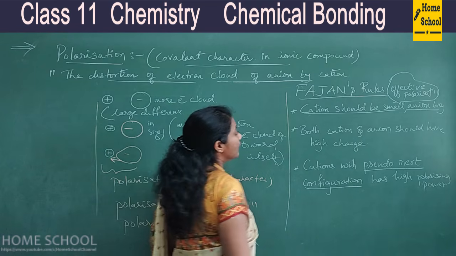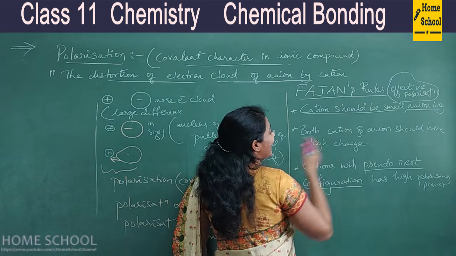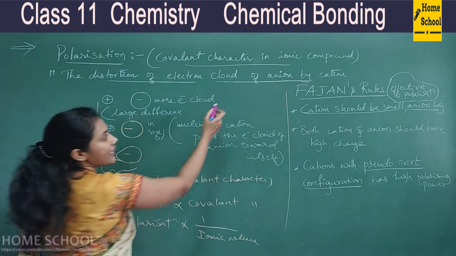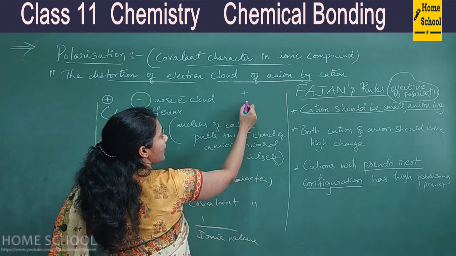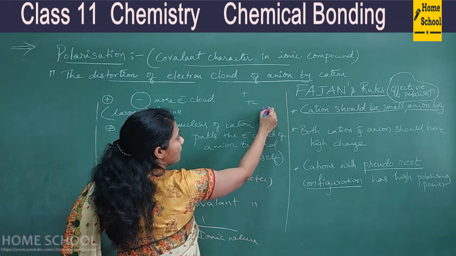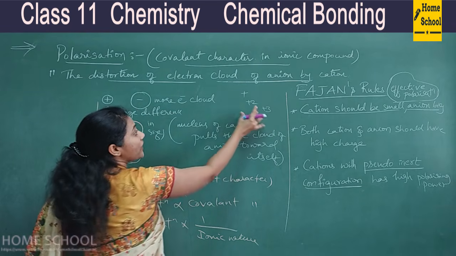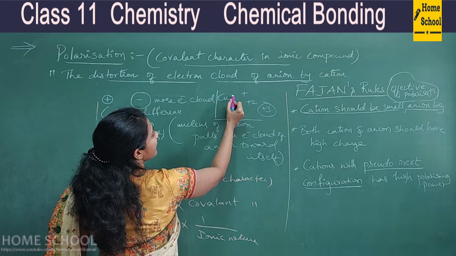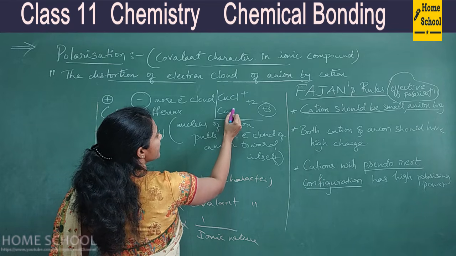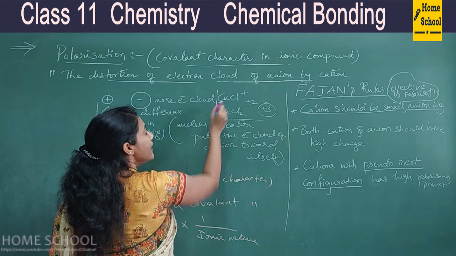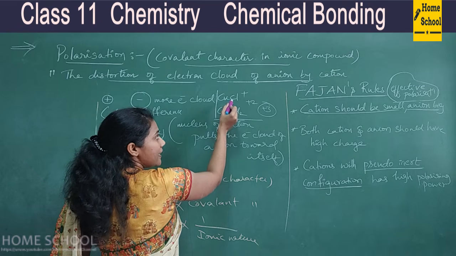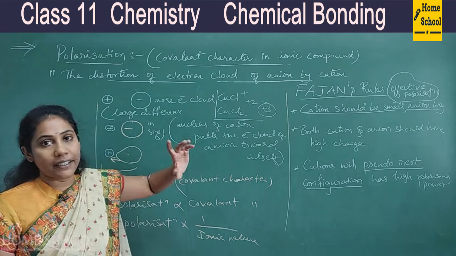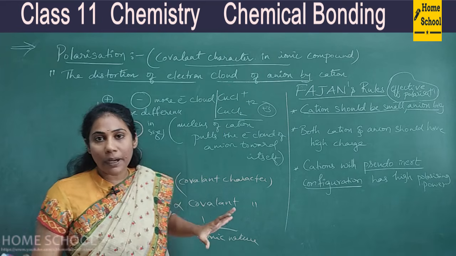Coming to the second one, both cation and anion should have high charge. Cations can have a charge; it can be +1, +2, or +3. So it is better if the cation has a high charge. Suppose you have two compounds, one is CuCl, the other is CuCl2. If I ask you, among CuCl and CuCl2, which one is more covalent? Both are actually ionic compounds.